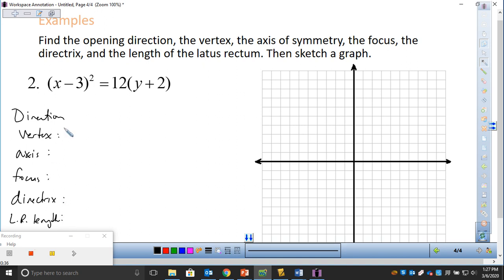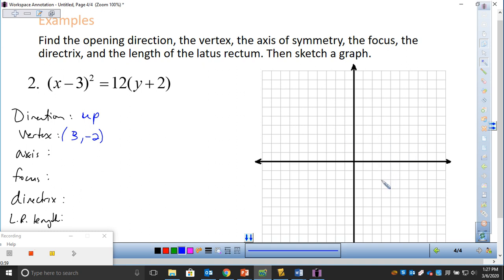So let's start with the direction. Just like we did yesterday, we can tell this is x that is squared, so we know it is up or down. And because this 12 is positive, we know it is going to open up. The vertex, make sure you always take into consideration what number is by the x, what number is by the y. So this 3 is by the x, that's our h value. It's going to be positive 3, negative 2 is our vertex.